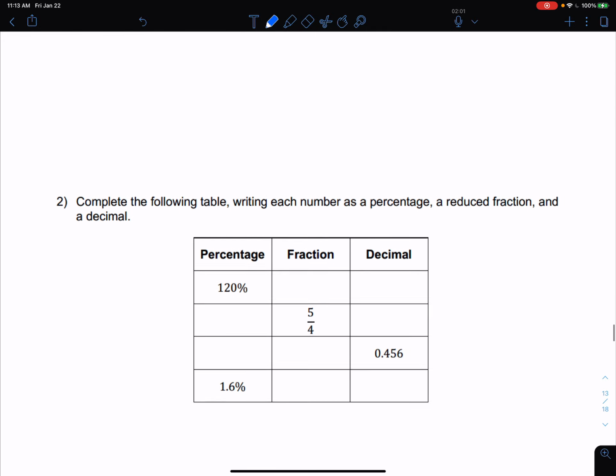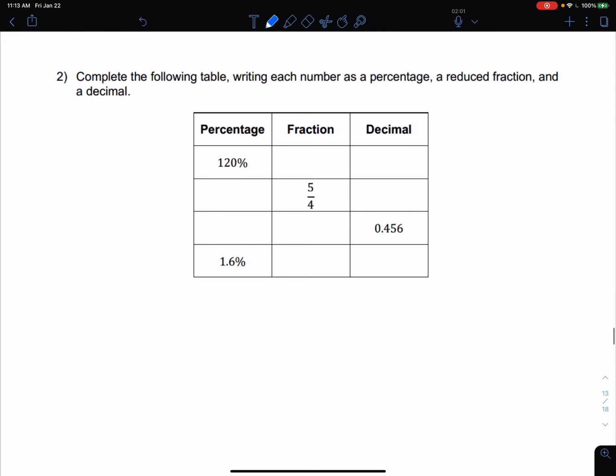So let's look at another example. When we complete this table, we're going to write each number as a percentage, a reduced fraction, and a decimal. So it's going to give us practice moving between those 3 different forms of a number. So if we look at this percentage, 120%, we can use that same strategy we talked about before. We can take 120 and put it over 100, because a percent always means per 100.